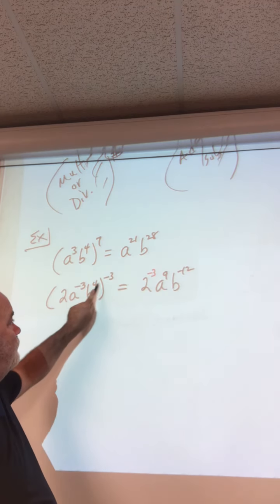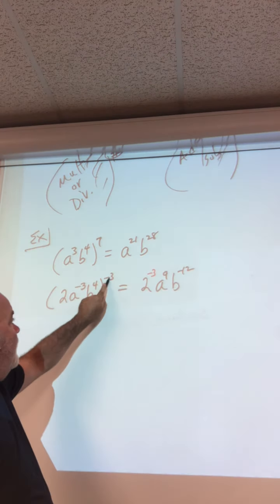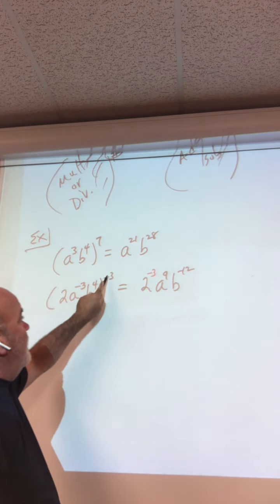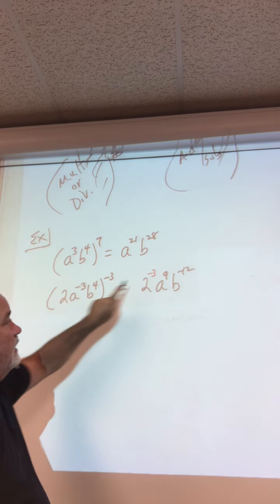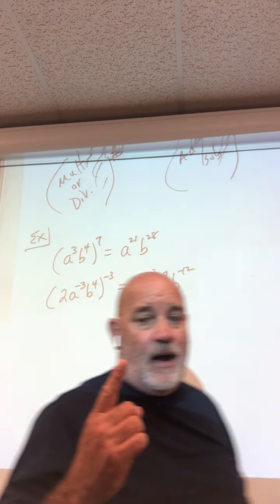Negative 3 times 4 is negative 12. Negative 3 times negative 3 is positive 9. Negative 3 times 1 is negative 3. So that's the power rule.